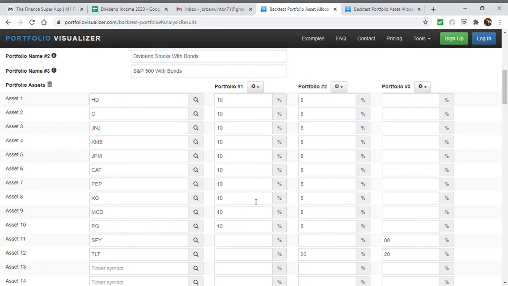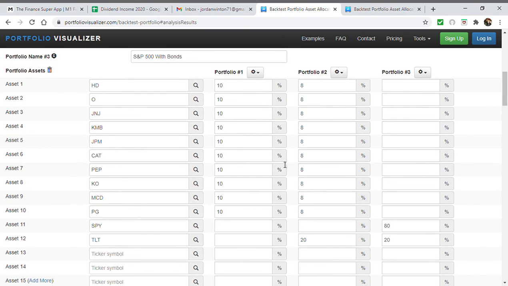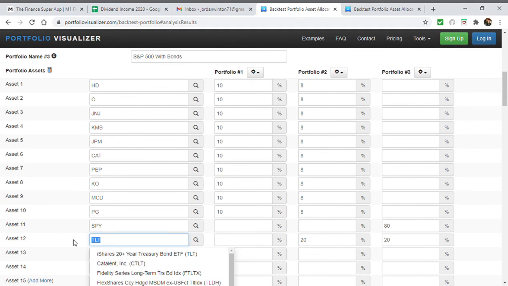Just stocks, all equities, no bonds whatsoever. In the next example, in Portfolio 2, I just had these 10 dividend stocks, and instead of weighting them at 10%, I took 2% away from each of them and put that 20% into Treasury bonds, for example. TLT, this is a Treasury bond example, and I put 20% in that.